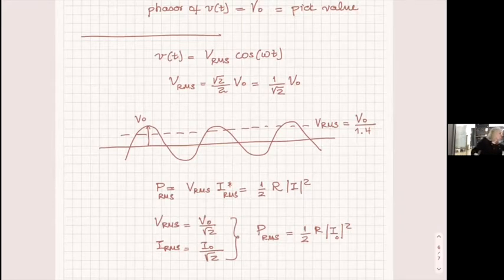Is that clear? Yes. Okay. It's a matter of definition, but it has to give you the same. If, for example, your PRMS is this, then you know how to go from PRMS to peak. As long as you stick to one, and I need to see what the book is using for a second.